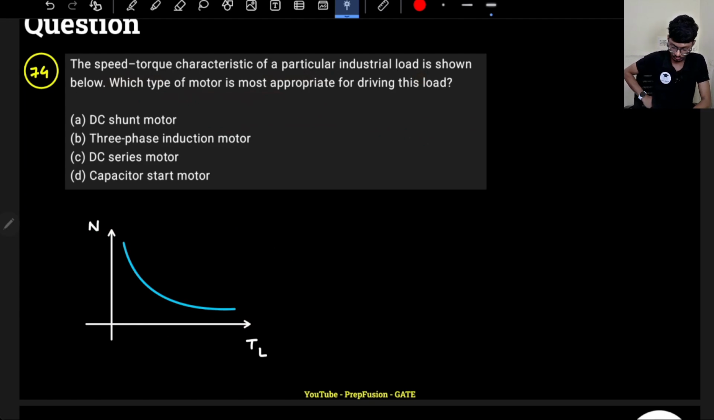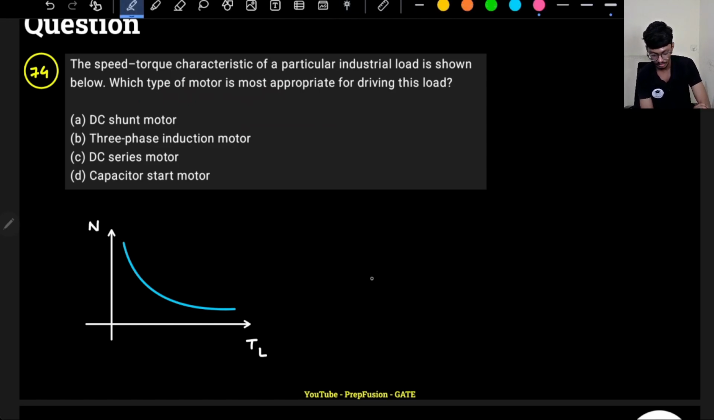So if I see, with increase in torque the speed is decreasing. It is like hyperbolic, right? It is hyperbolic. With increase in torque the speed is decreasing. If I remember, speed was proportional to 1 by under root of T in case of a DC series motor. So you have to sometimes remember this DC series motor.